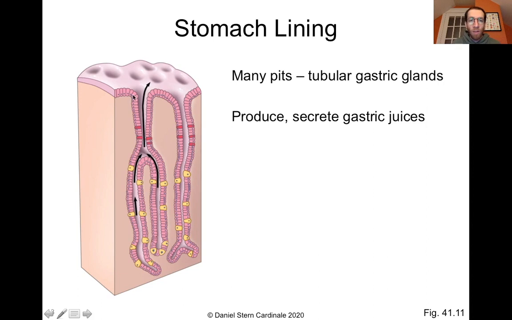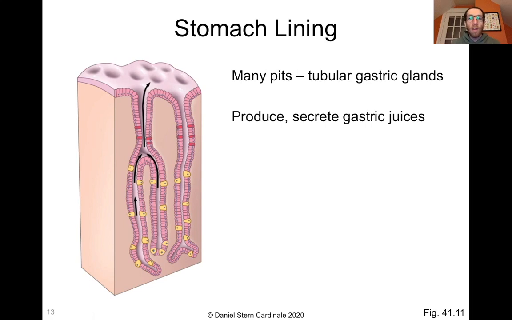So once again, we have this infolding of the otherwise flat surface of the lining of the stomach. And if you are folding inwards, what are you increasing? Excellent, you're increasing the surface area. So by using these structures, these tubular gastric glands, we're increasing the amount of stuff that can be secreted into the stomach. The stuff that we're going to secrete here is called gastric juices, and these are the things that are going to do chemical digestion in the stomach.